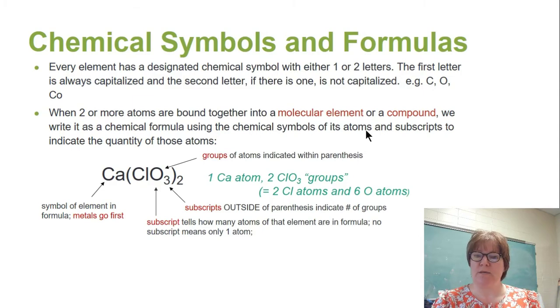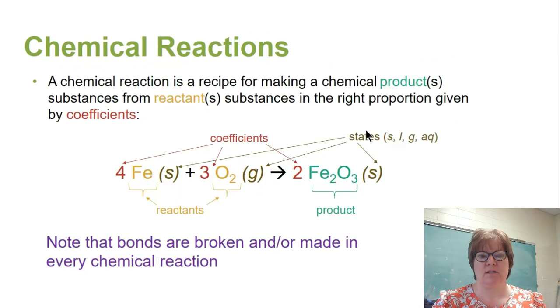So we do want to be careful making sure we understand that the word subscript talks about the numbers that are below the line. In a minute we're going to talk about the coefficients, which we're going to employ in a chemical equation. So a chemical reaction or a chemical equation of a chemical reaction is going to be now a recipe for a chemical change in which we have chemical products that are being made from reactants.